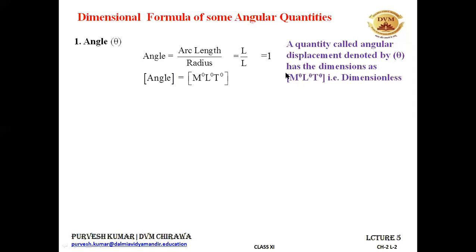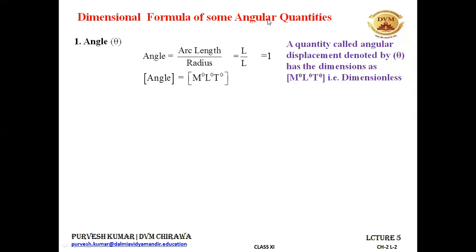And whenever a quantity has dimensions as m0, l0, and t0, it is known as dimensionless. Chaitanya wants me to repeat this because his connection was lost, so let me repeat it once again. We are trying to find the dimensional formula for different quantities.